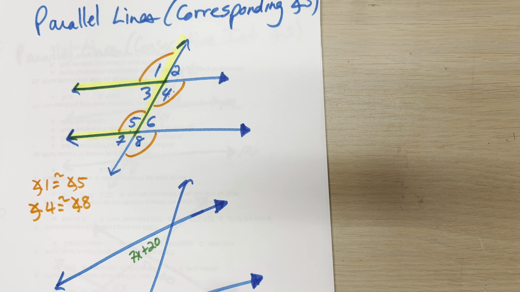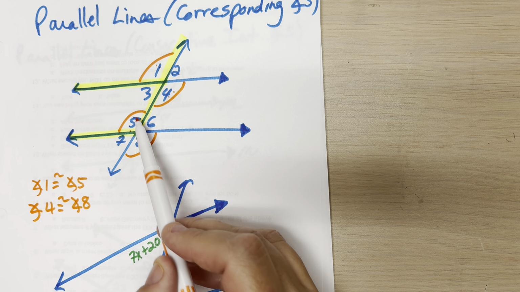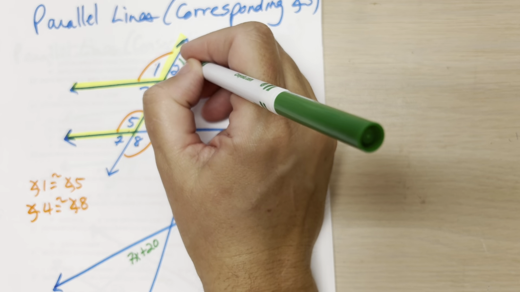And now when we write it like this, you can kind of see, oh, if I jump back and forth over the transversal, those angles are congruent. And you're absolutely right. Remember, math is patterns. That's all it is.